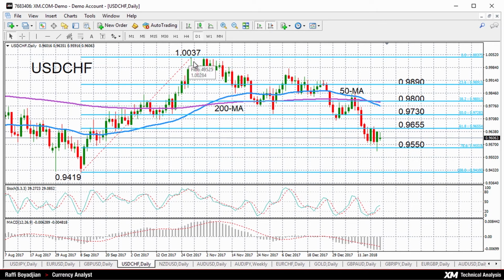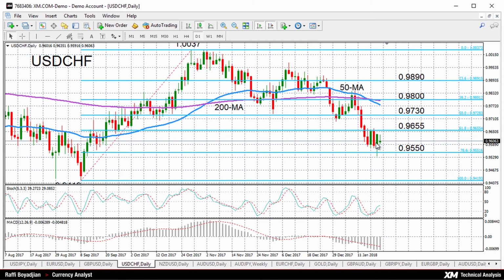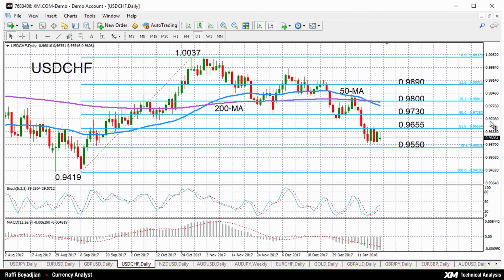0.9419 to 1.003. Another attempt to breach that support level would take prices towards that 2-year low we saw back in September of 0.9419, and that would only exacerbate the bearish outlook in the medium term, which we can see from the MACD has been deepening. It is below the red signal line and is still falling.